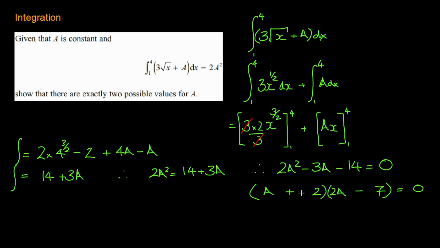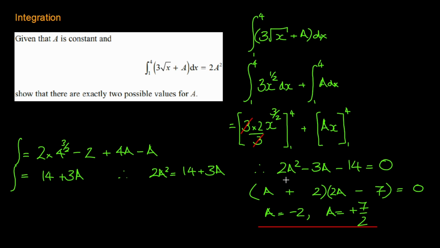So given this conclusion, either a plus 2 is equal to naught or 2a minus 7 is equal to naught. If this first term is equal to naught, the solution would be that a must be equal to negative 2. And if this is true, a must be equal to positive 7 over 2. So that is in fact the answer. We've got our two solutions, and there are indeed exactly two solutions for a.